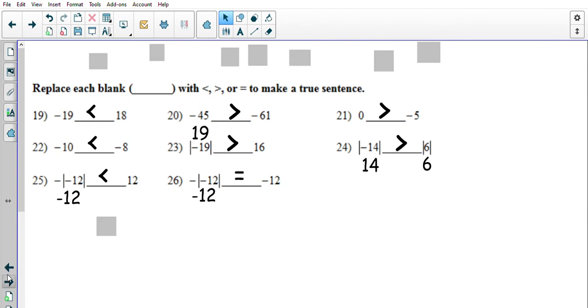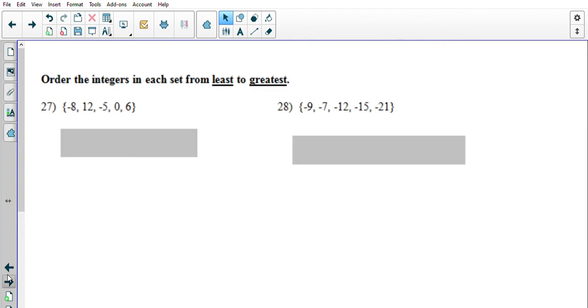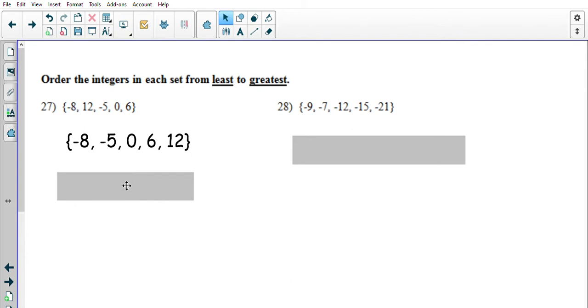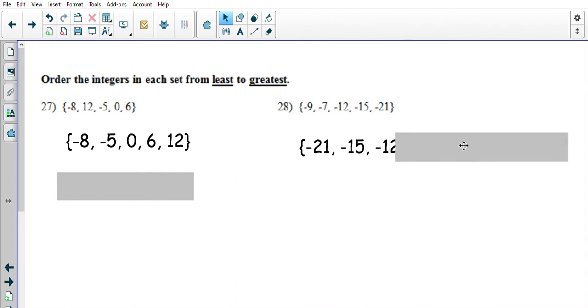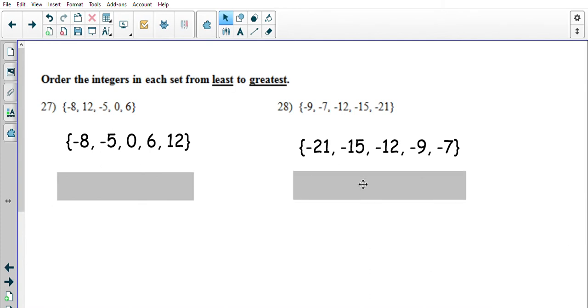So numbers 27 and 28 ask us to write these numbers in order from least to greatest, very similar to what we already saw. So number 27, our smallest number is negative 8, followed by negative 5. Then we go into our positives, which are super easy. That's going to be 0, 6, and 12. Number 28, all of the numbers are negative. Negative 21 is our smallest, followed by negative 15, followed by negative 12. And it looks like we're almost going to go in order from right to left up here, but negative 9 comes next, followed by negative 7. Again, these are ones I'm going through quickly since I know that every year when I do these with pre-algebra students, they can just coast through these notes.